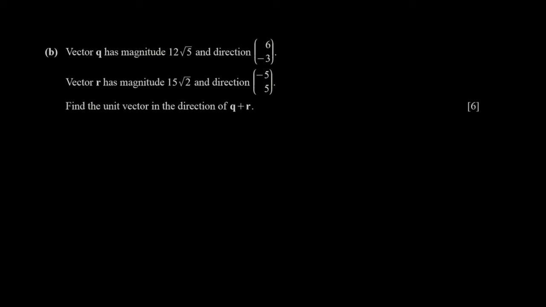So what we're looking for here in vector Q is a vector that has this direction, but also has that magnitude. The way we're going to do that is we're going to look at this direction here, (6, negative 3), and we're going to find out what magnitude that actually is. So I'm going to find the magnitude of the vector (6, negative 3). The way I do that is I find the square root of 6 squared, which is 36, plus negative 3 squared, which is 9. So that is the square root of 45.